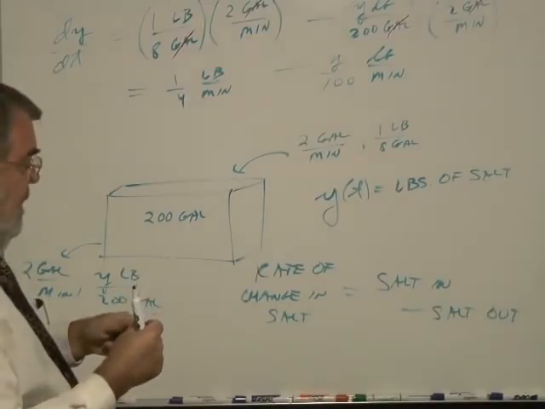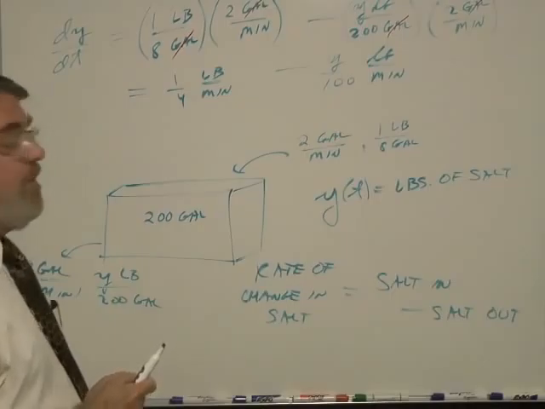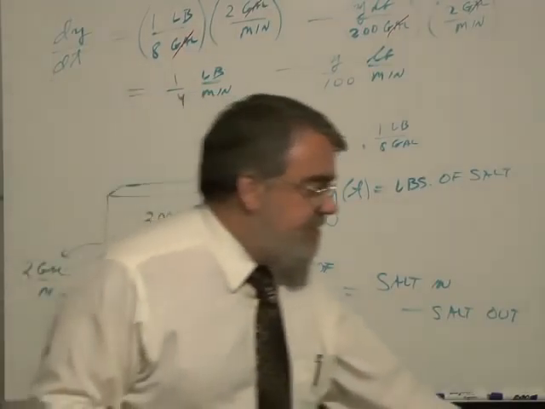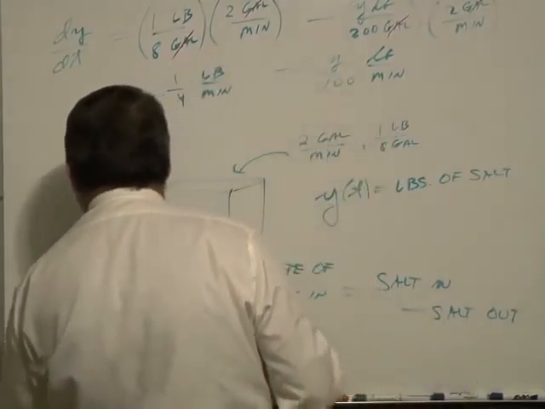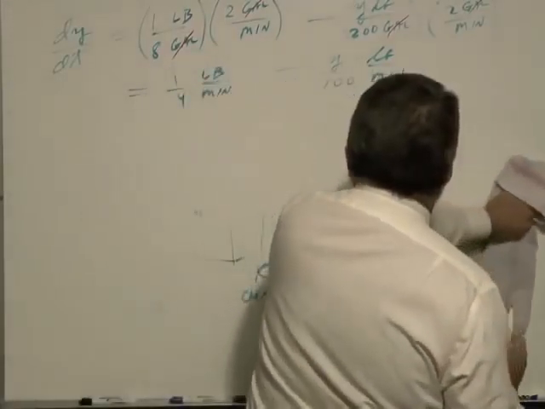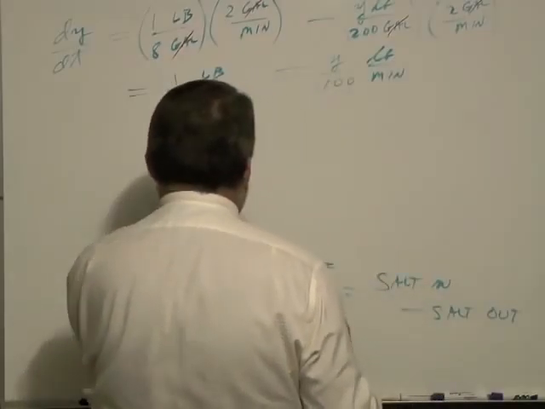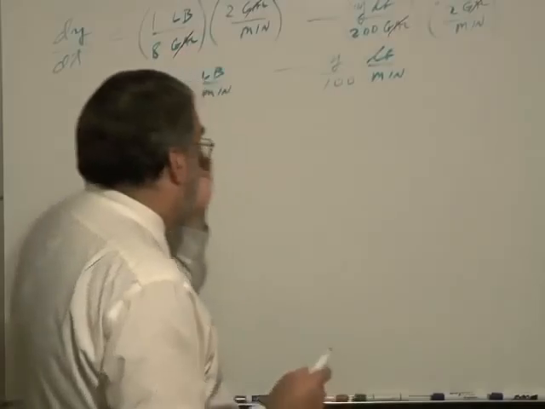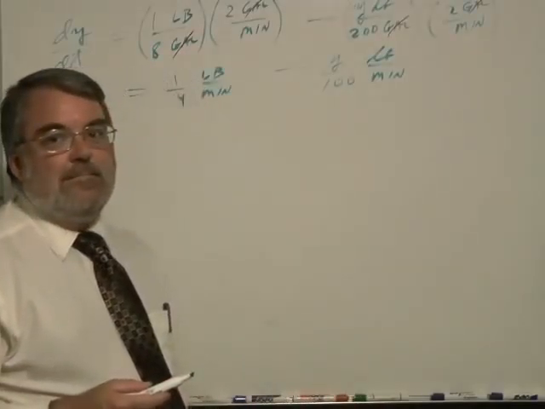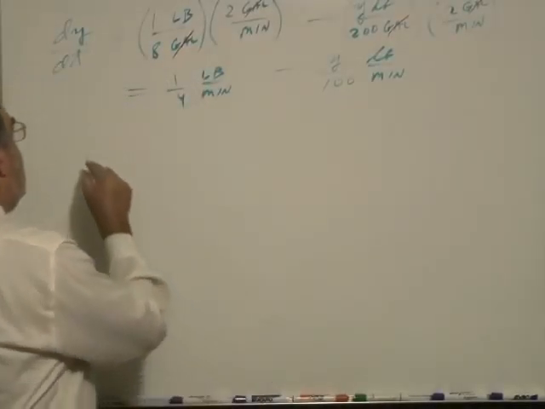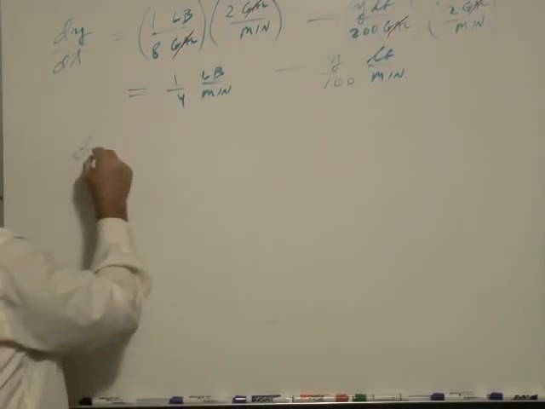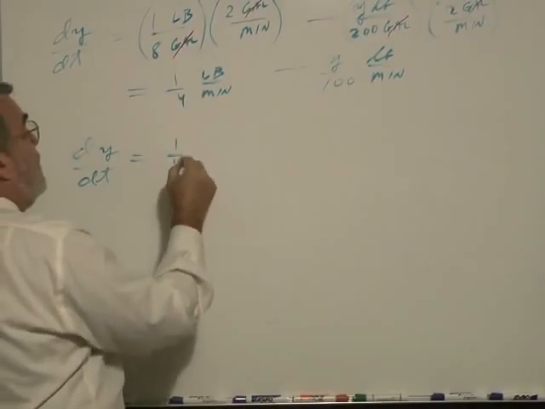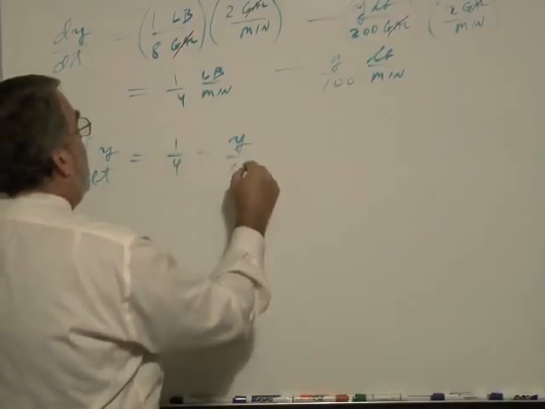Okay, well, let's solve the differential equation. So I'm going to erase all this stuff. And now we have dy/dt equals 1/4 minus y over 100.